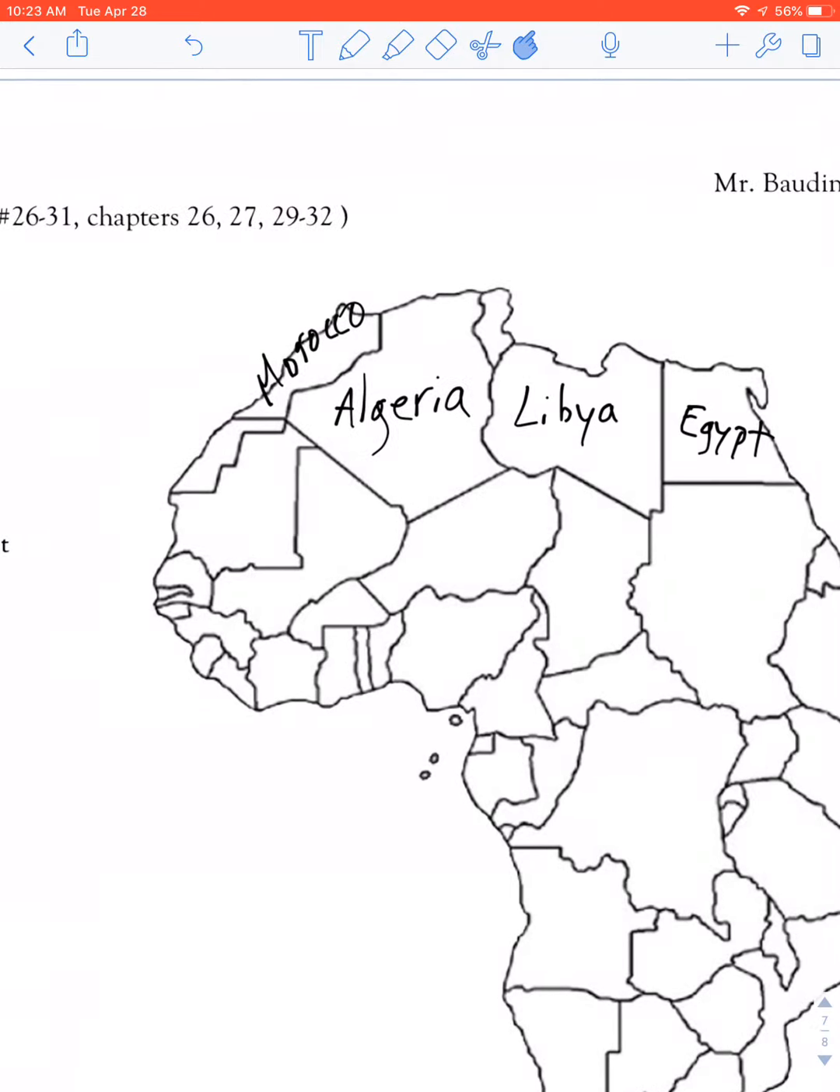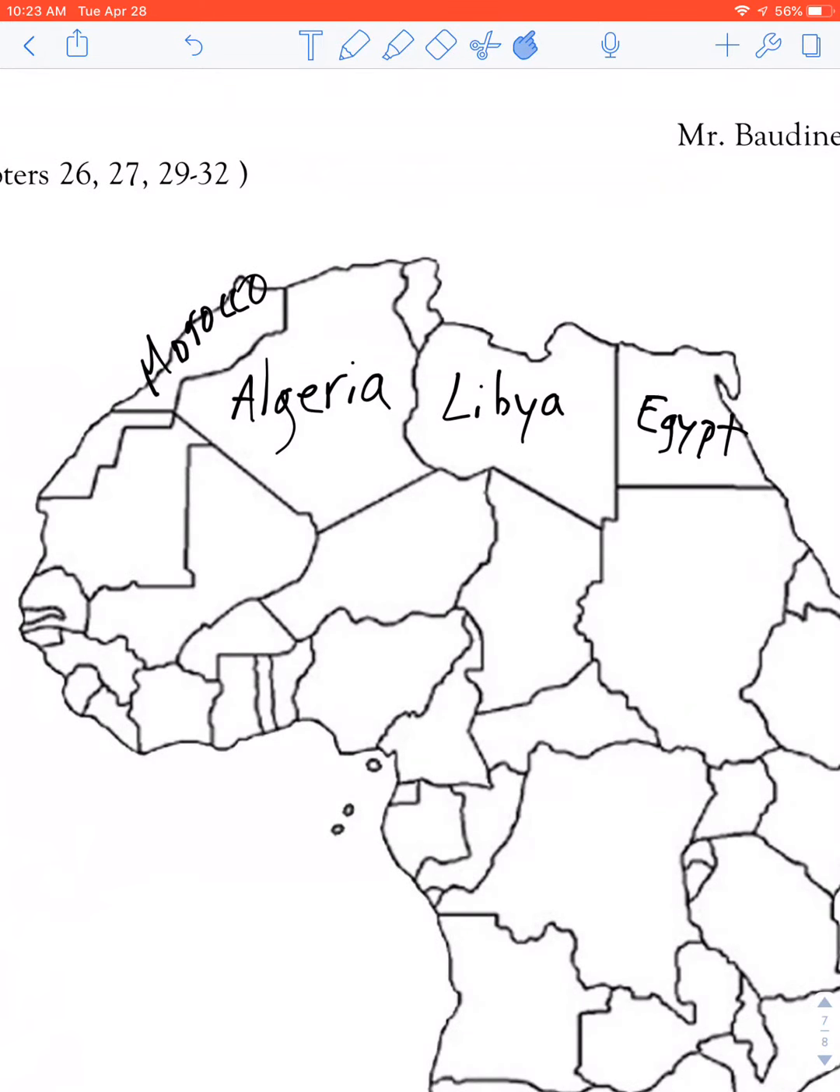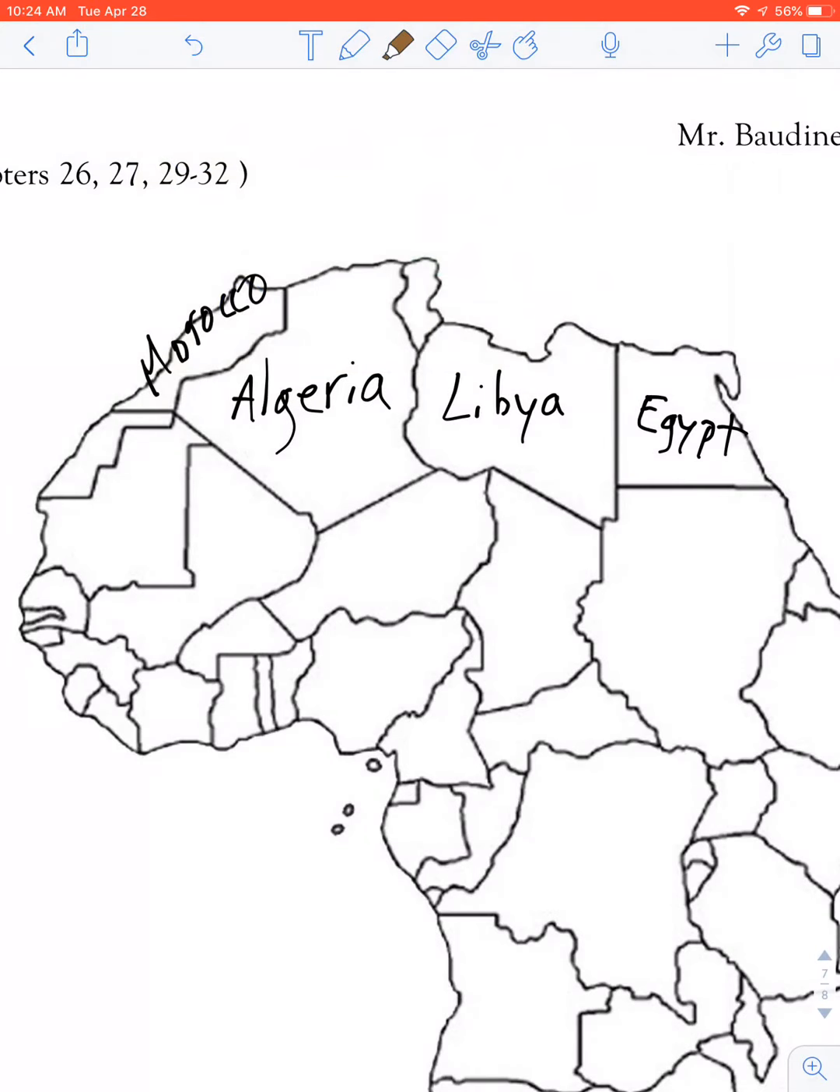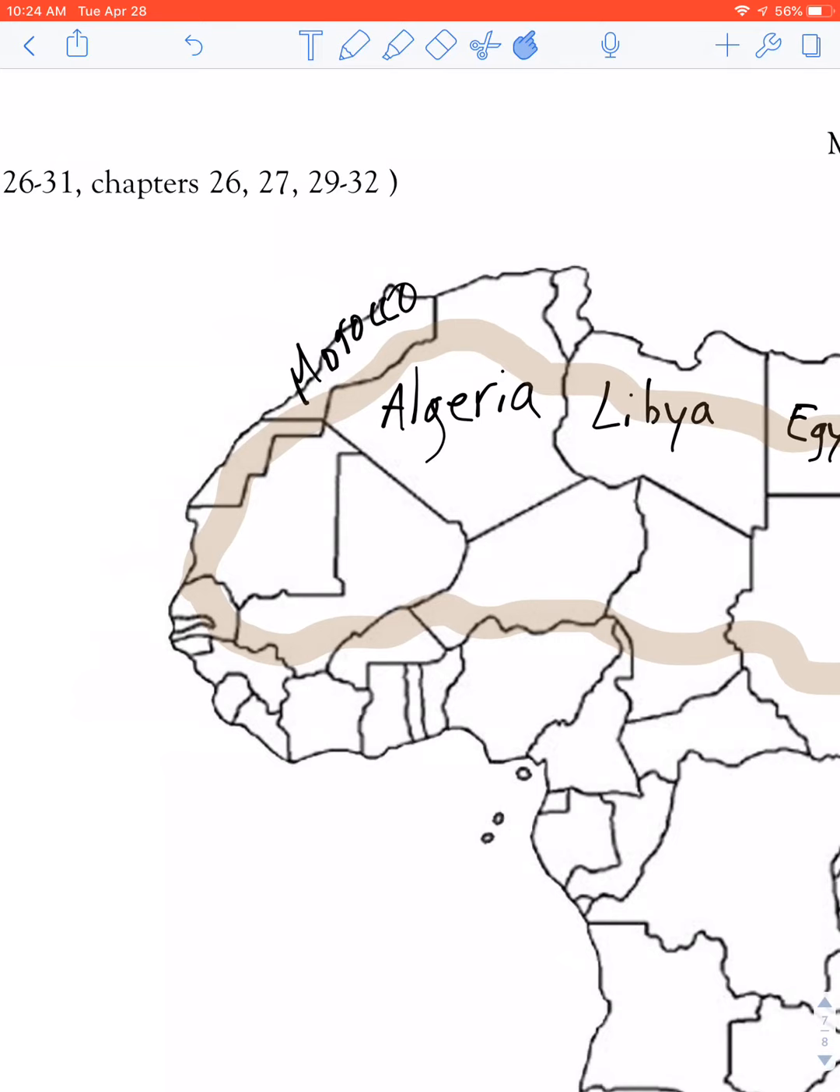The Sahara Desert. For this, I'm just gonna draw an outline in brown where the Sahara Desert is. It takes almost all of this up actually, right through here, the Sudan. There we go. That little shaded area right there, that's the Sahara Desert. You can label that any way you want. I'm just gonna draw a line here that says Sahara.